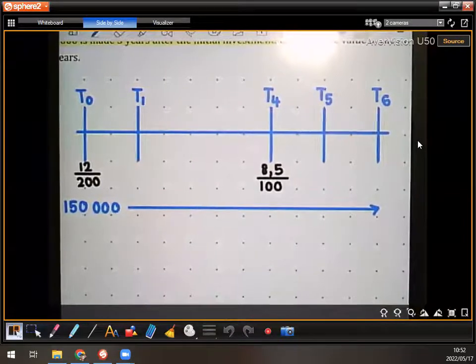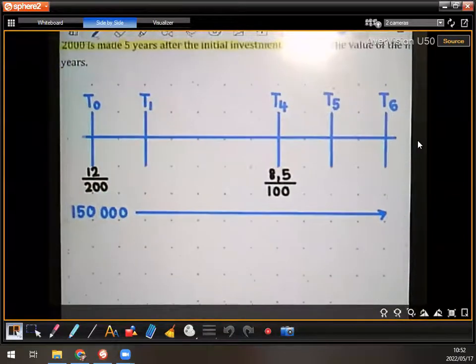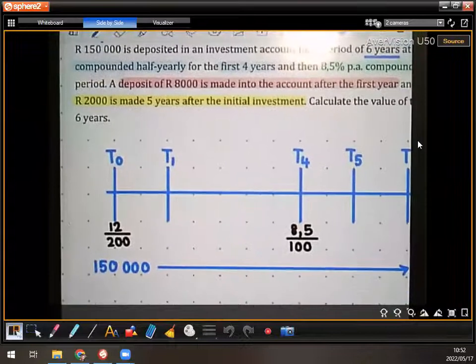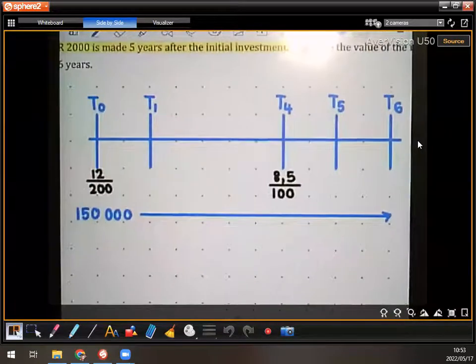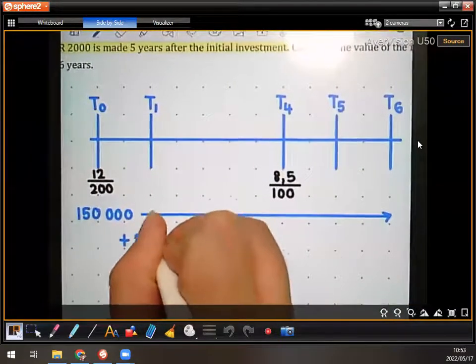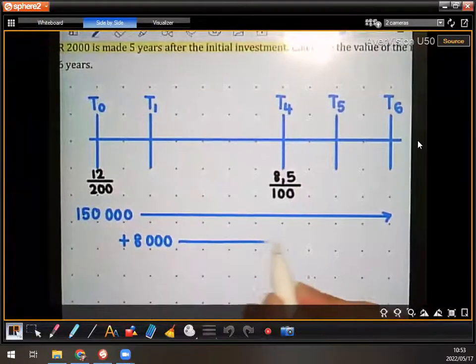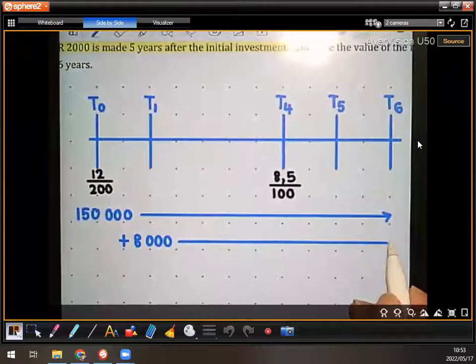Okay, at the end of the first year, so at T1, there was another investment, another deposit made, and that was 8,000 rand. Okay, so we're going to put that 8,000 rand, and you can put a plus because that money is now being added to the amount that was already in that account. Okay, in the next example, we're going to do withdrawals, so then we're going to have to do a minus. Okay, so please put a plus there. Guys, that amount is also in the account for not 6 years, actually 5 years in this case, to the end of the 6-year period.